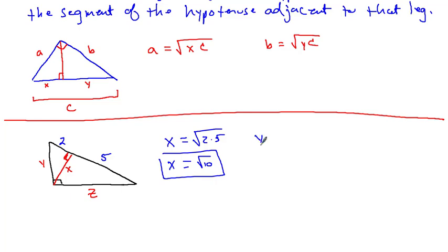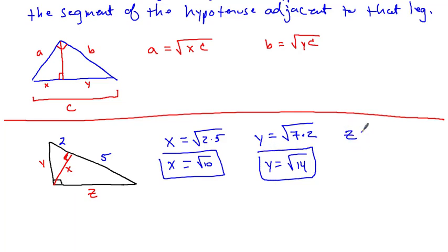I'll move on to Y. Y is one of the legs. So the leg is the geometric mean of the hypotenuse and the segment that's adjacent to it. So the hypotenuse is 7. The segment adjacent to Y is 2. So Y equals the square root of 14, which we also don't know, so we're done.